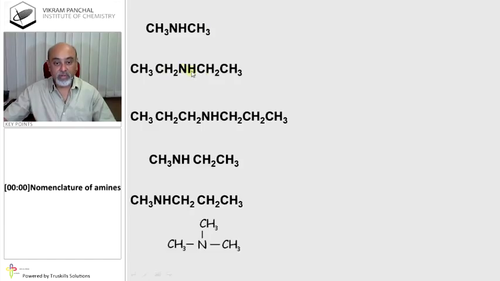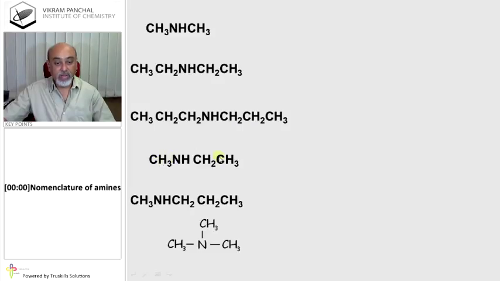Here again this is the main compound CH3CH2NH. It is ethanamine. CH2CH3, that is ethyl group, is attached to nitrogen of ethanamine. So we write N-ethyl ethanamine or diethylamine. Here CH3CH2CH2NH is the main compound. It is propanamine and CH2CH2CH3 is propyl group attached to nitrogen. So it is called N-propyl propane 1-amine.